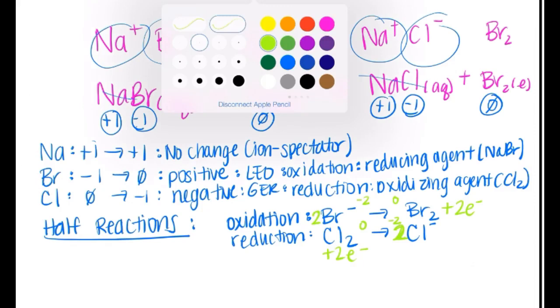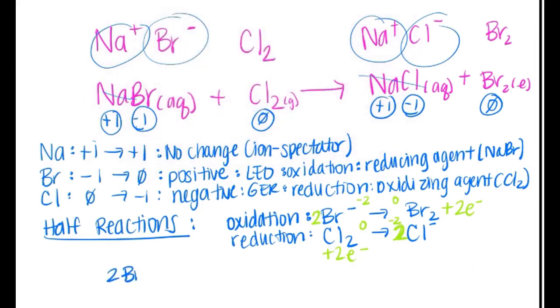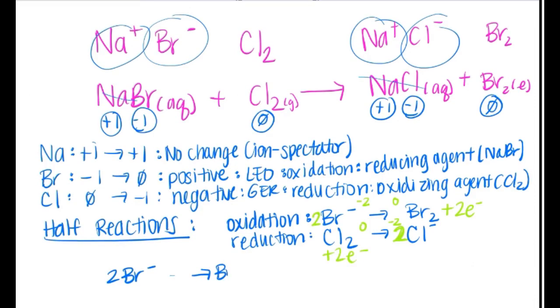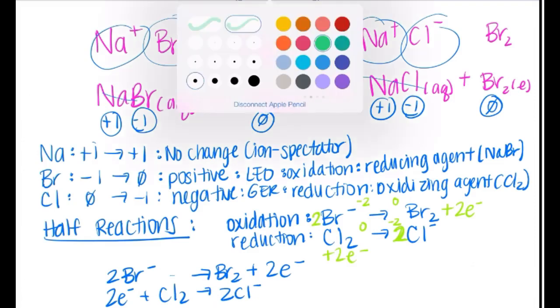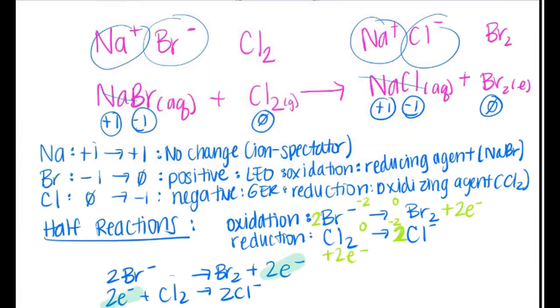So rewriting our equations, we have 2 bromides goes to bromine plus 2 electrons. Here we have 2 electrons plus chlorine makes 2 chlorides. If I'm trying to cancel my electrons out, they are both 2, so I don't have to do anything like we did in the previous example. I can just cancel it out. And so my total reaction is 2 bromide plus chlorine makes bromine plus 2 chloride.